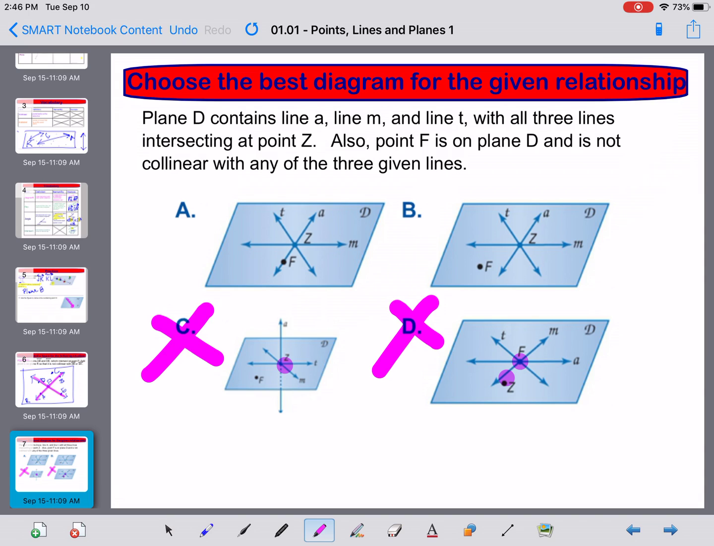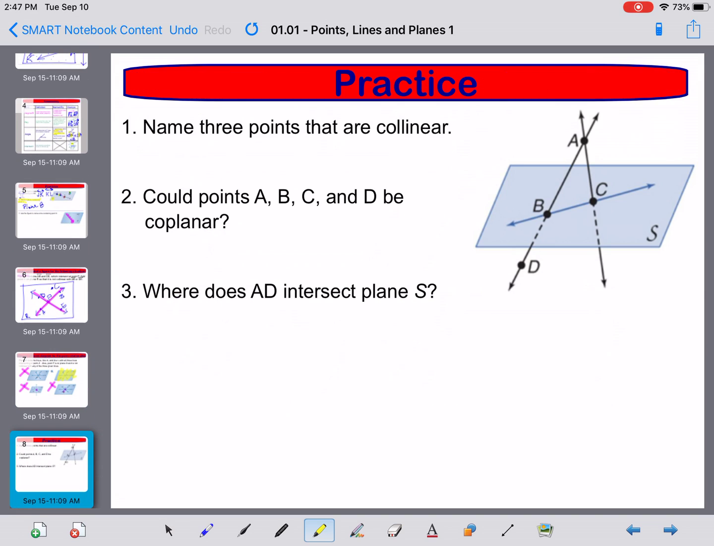It says that F on plane D is not collinear. Well, on A, F is collinear. So the one that will work is B. It's the only one that's going to have that happen because it fits all the criteria. Okay.